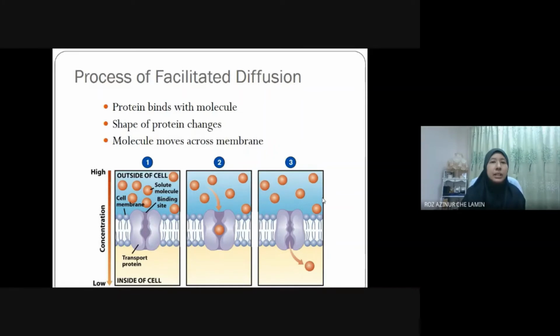So this is another process of facilitated diffusion, in which the protein can bind with the molecule and the shape of the protein changes, and the molecule can move across the membrane. Let's say from the outside, the cell goes inside the cell.